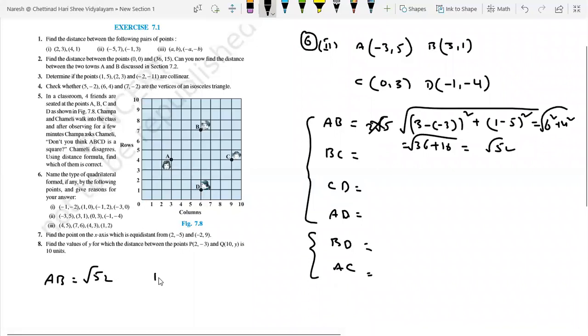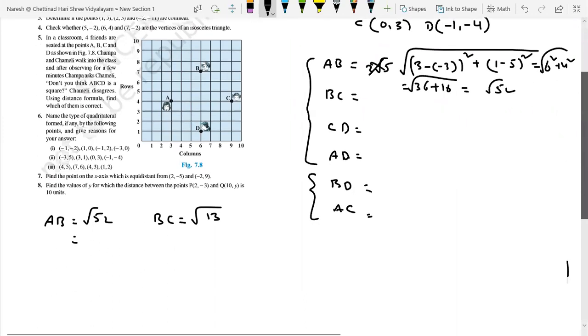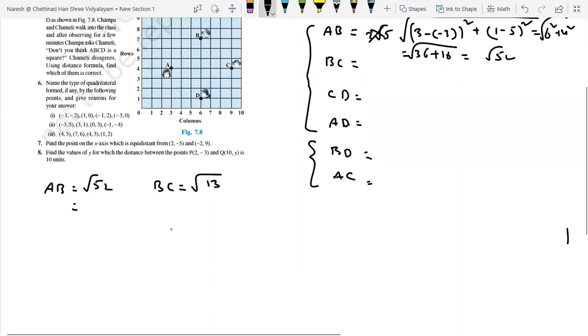Careful. Same as that, what is the BC value? Find it, a little bit fast. Sir, root 13. Root 13, correct. Next. For CD, I got root 50, sir. CD, root 50. Next. And DA, I got root 85. DA is root 85. So root 52 can be written as what?